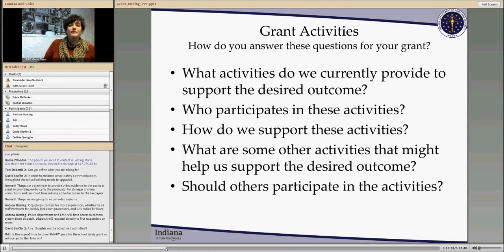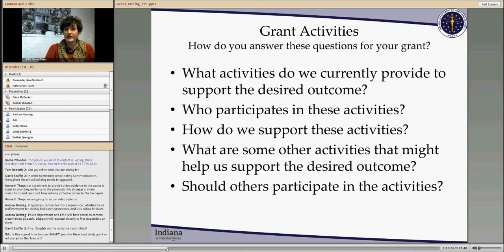Activities. Again, there are two reasons we look at activities. One is we don't want to confuse our activities with our objectives. The other thing is we want to make sure that all the activities that we're undertaking are relevant to the grant program. So after you've established your objective, you need to look at your activities and determine what you currently do that provides support for the desired outcome. Sometimes it's important to understand what you're doing so that you don't accidentally or inadvertently leave something off that is continuing to be an effective part of your program.